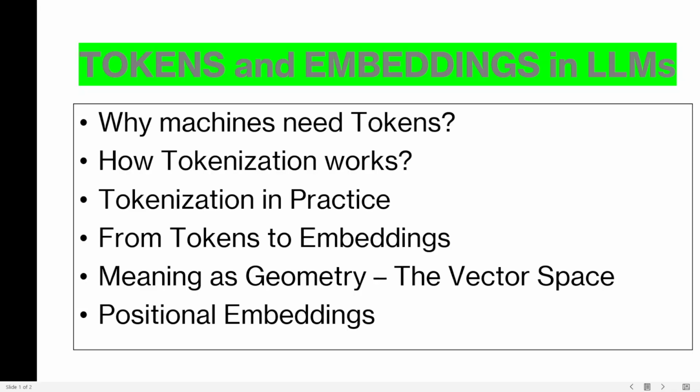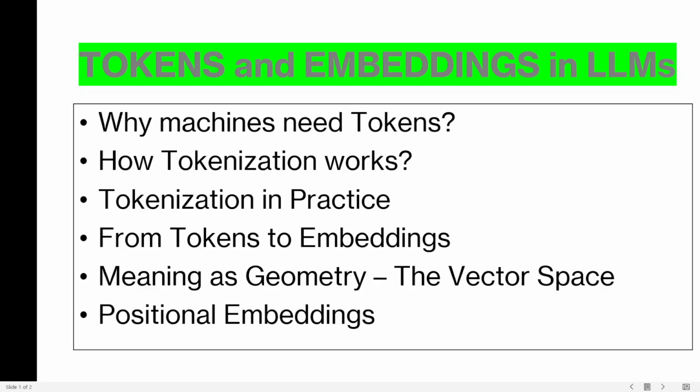So let's understand meaning as geometry. That's the vector space. Imagine a space, not the 2D or 3D space we are used to, but a high dimensional space with hundreds or thousands of dimensions. Every token's embedding places it as a specific point in space. The entire vocabulary becomes a cloud of points. We can't visualize hundreds of dimensions, but we can reason about it.